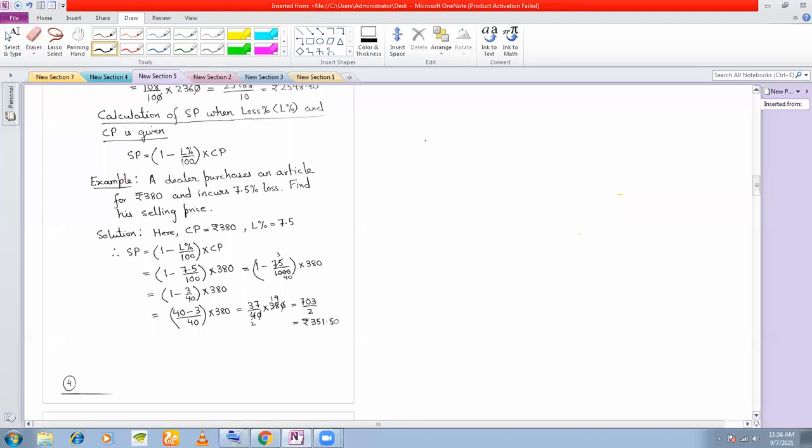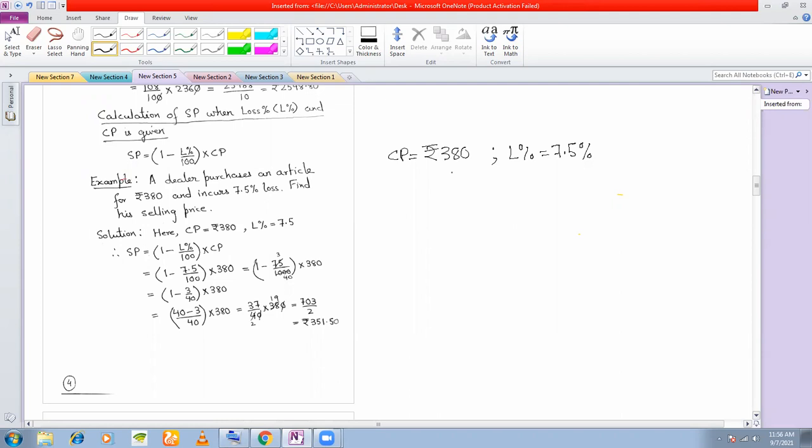A dealer purchases an article for rupees 380. That means his cost price is how much? 380. And incurs a loss of 7.5%. So loss percentage is given to you as 7.5%. Sir, tell me, does the question denote 7.5% loss on selling it or on buying it? See, that is what I have been telling you right from the very beginning, that whenever I speak about profit percentage or loss percentage, you have to calculate it on the cost price, not the selling price. Now you understood?